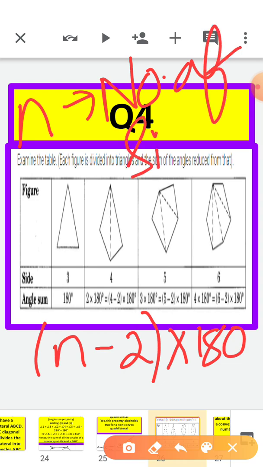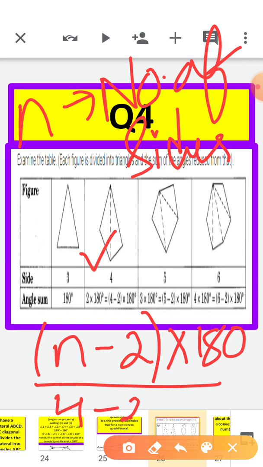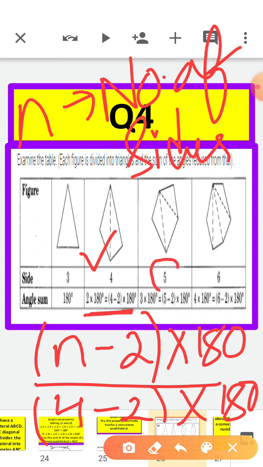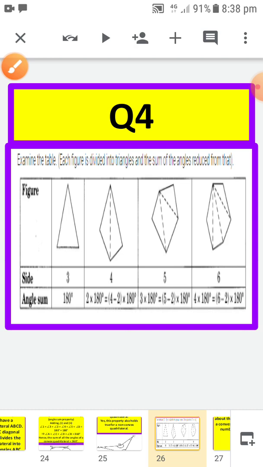Okay, if we concentrate on this table, in this table we are using this formula. Let's check. You have a 4-sided figure, so 4 minus 2 gives you 2 into 180. Again, you have a 5-sided figure, so 5 minus 2, obviously you will get 3 into 180. So it is clear that we are using the n minus 2 into 180 formula.